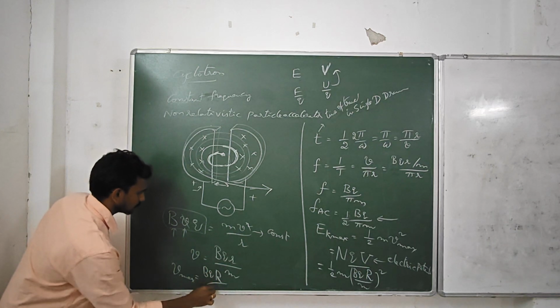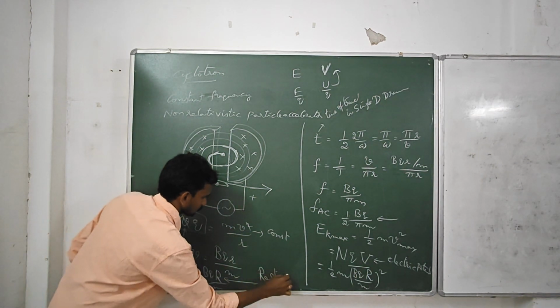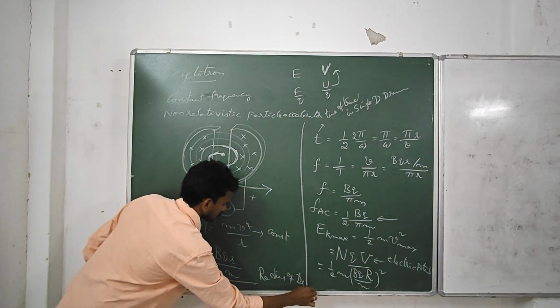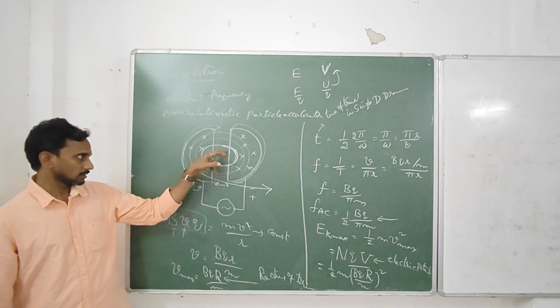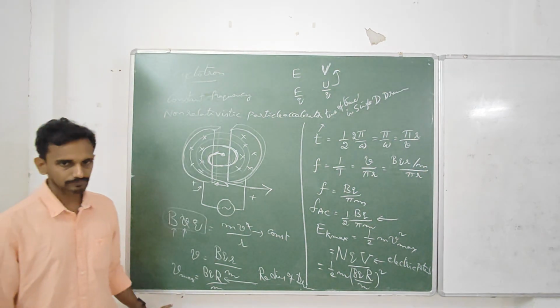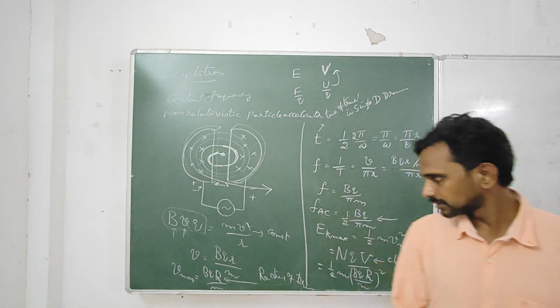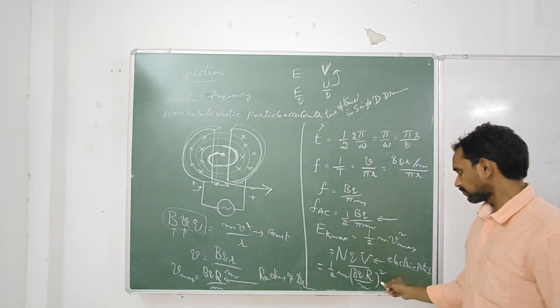So I call v max as BqR by m. Small r is the radius of the path and capital R is the radius of the drum. So that is the maximum velocity that can be applied.